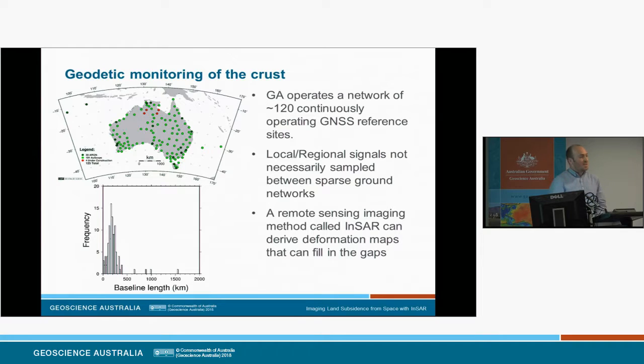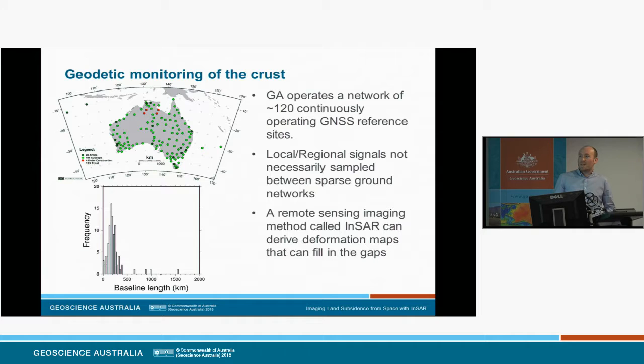So geodesy is the study of the shape of the Earth and how that shape changes over time. So principally we're looking at deformation of the crust and how that changes over time. Now, Geoscience Australia is responsible for the upkeep of the National Geodetic Reference Frame. And we do that using, amongst other things, a network of 120 continuously operating reference sites around the country. And using these reference sites, we're able to very accurately track the movement of the Australian continent through time.